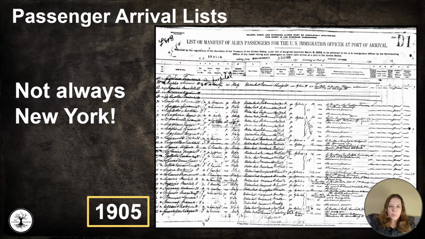Look for passenger arrival lists. Info will vary by time for what it includes. It might have occupation, others traveling with the same surname. Maybe they're all going to the same destination. Maybe they have contacts for the person in the old country that they were just living with. Just remember that not everybody came through New York. There are lots of other ports to check as well.